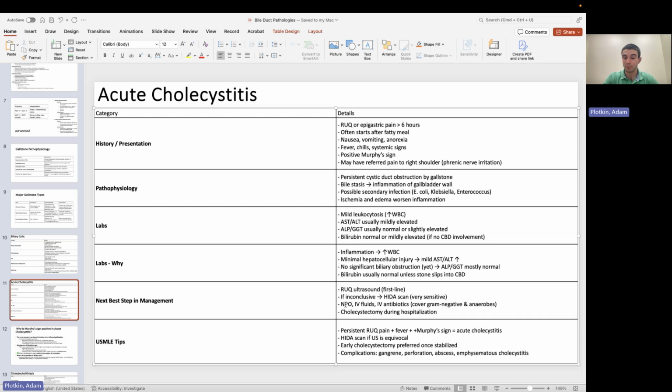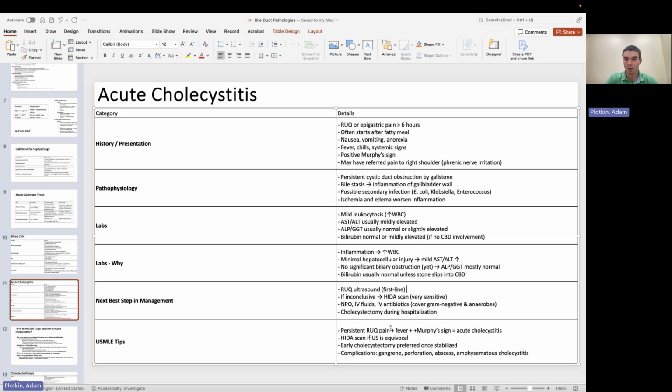Okay, next steps, we're going to keep the patient NPO for a little bit. We're going to give them IV fluids. We'll give them IV antibiotics, and we usually want to cover gram negatives and anaerobes. So good options there would be things like piperacillin-tazobactam, ciprofloxacin, and metronidazole is a good one too. And then we'll usually do cholecystectomy within 72 hours, sometime during their hospitalization, as we usually like to let the inflammation die down a little bit.